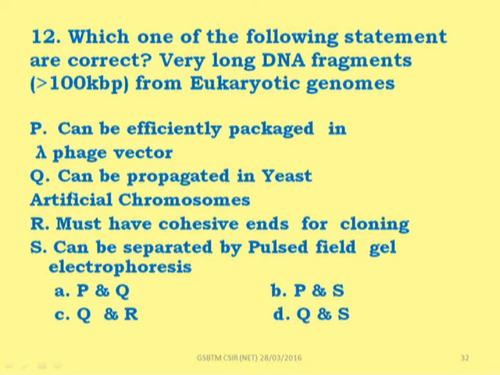So this is the right answer, Q and S. Here, D. This Q and S is the right answer. It can be propagated in yeast artificial chromosome, number 1. And this can be separated by pulse field gel electrophoresis. Next one.